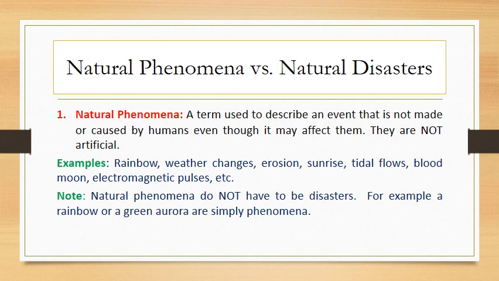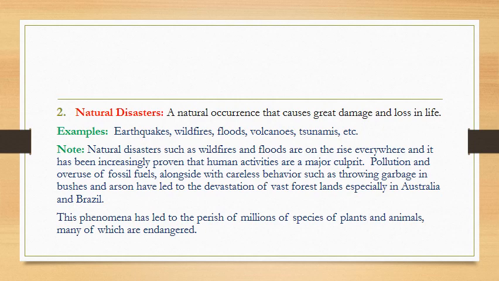strange, sometimes weird. Examples: rainbows, weather changes, erosion, sunrise, tidal flows, the blood moon, electromagnetic pulses, etc. You have the green aurora you see in the north parts of Scandinavia. Okay, and of course, those do not cause any disasters. They do not cause any destruction in property or loss of life. Now, natural disasters, on the other hand, are natural occurrences that do cause great damage and loss in life.